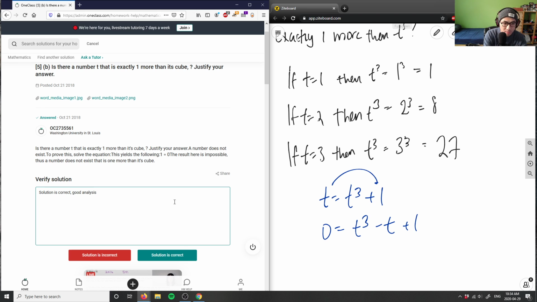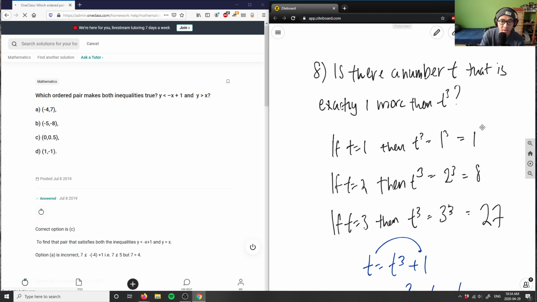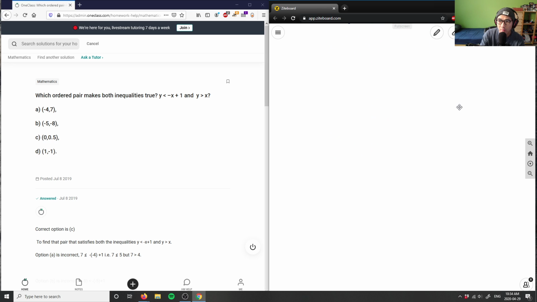Good analysis. All right, that was number 8. Let's look at number 9 here. We have 3 more questions. It's pretty good. It says, which ordered pair makes both inequalities true?